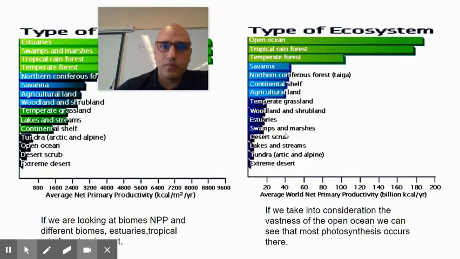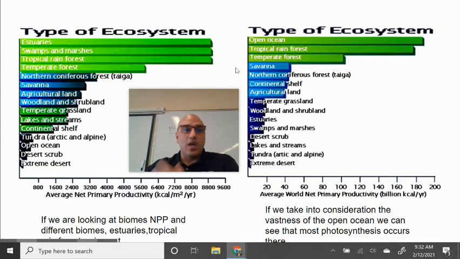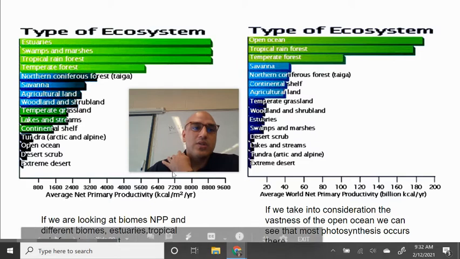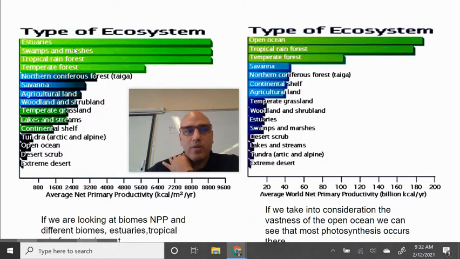So going back to that term primary productivity, it really reflects how much energy or photosynthesis is going on. Here is a pretty good diagram that tells you in comparison to other places. Look at this: you have an estuary, swamps and marshes. There's a lot of photosynthesis going on over there.